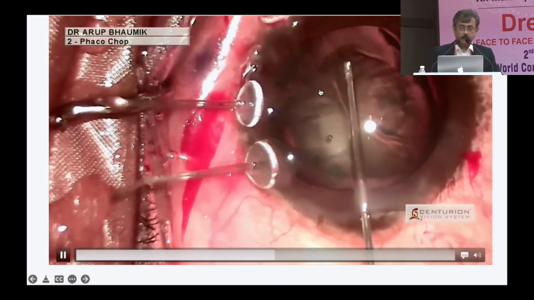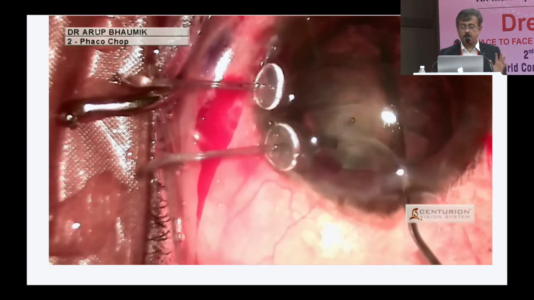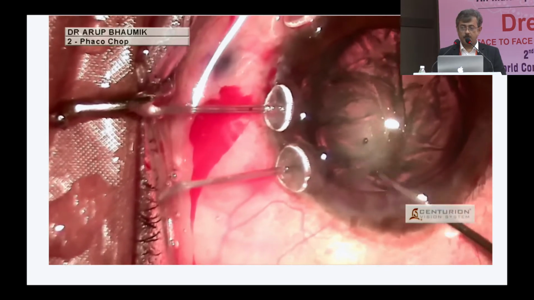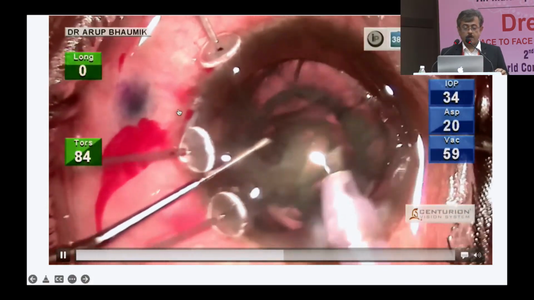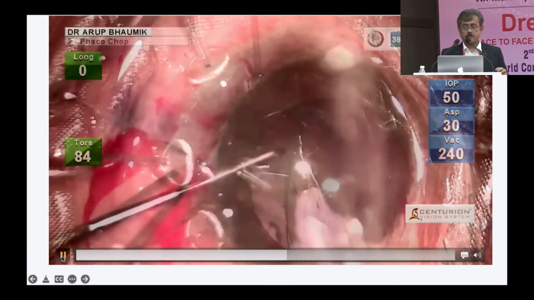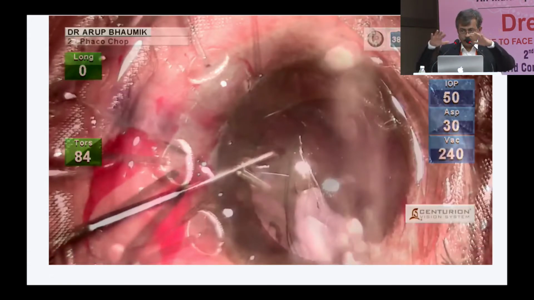Now, stabilization of the bag. Next stage is stabilization of the bag, and it is of 2 types. Horizontal stabilization is putting the capsular tension ring into the bag. This is a horizontal stabilization. And anterior-posterior stabilization means you have to stabilize the capsular bag with the limbus. That means you have to put either iris hook or capsular hook.